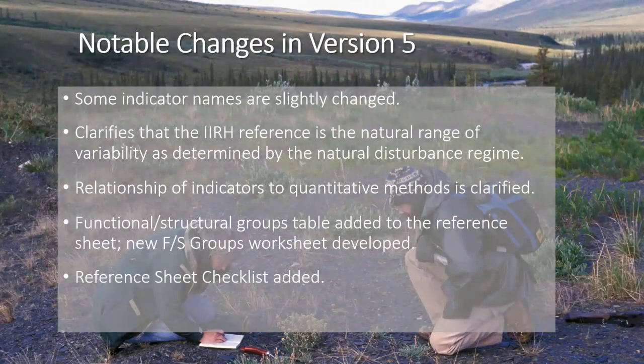So, some notable changes that you'll see in version 5. Some of the indicator names have changed. There is clarification that the IIRH reference is the natural range of variability as determined by the natural disturbance regime for the ecological site. The relationship of indicators to quantitative methods is clarified and expanded. And a functional structural groups table has been added to the reference sheet, and a new functional structural groups worksheet has been developed. And lastly, a reference sheet checklist has been added to improve the development and completeness of reference sheets.